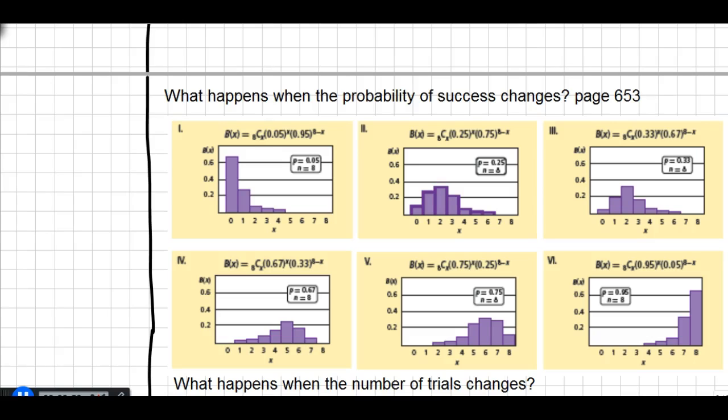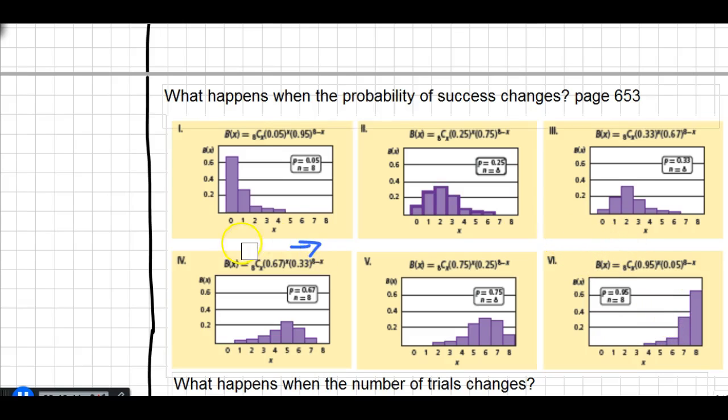There are 2 more questions I want to briefly discuss and have you think about and ponder. What happens to the probability of success as it changes or increases? Got a bunch of graphs here, and the graphs go this direction and then they loop back down here and go across again. All of them have the number of trials fixed at 8. The probability starts on the upper left as 5%, then it goes up to 25%, 33%, 67%, 75%, and 95%.